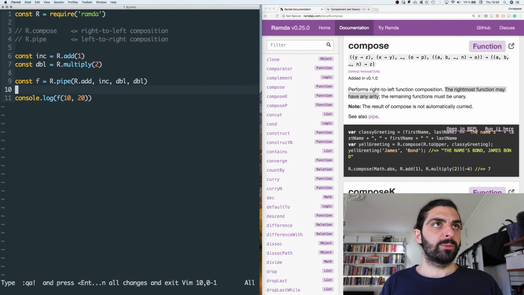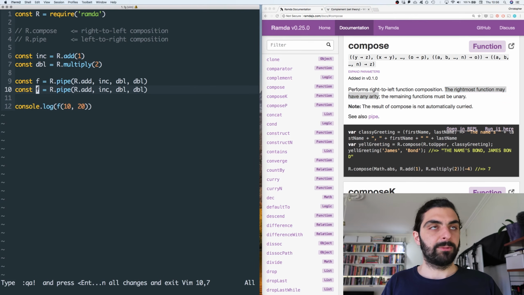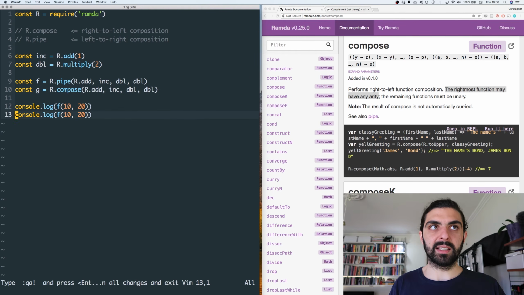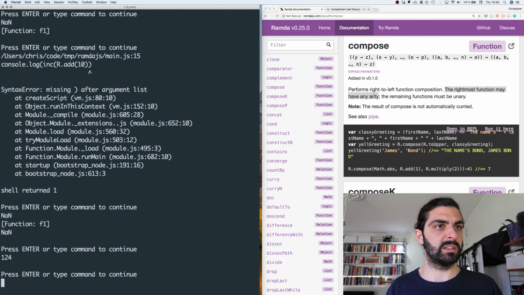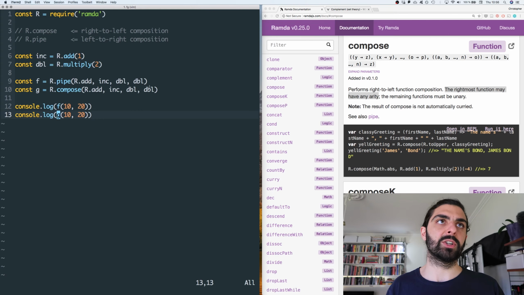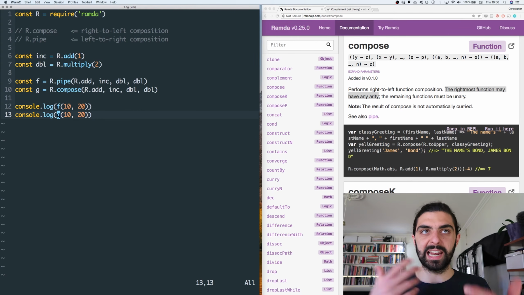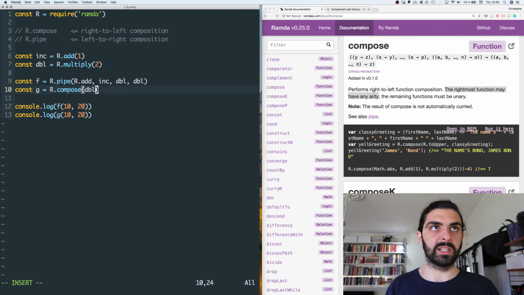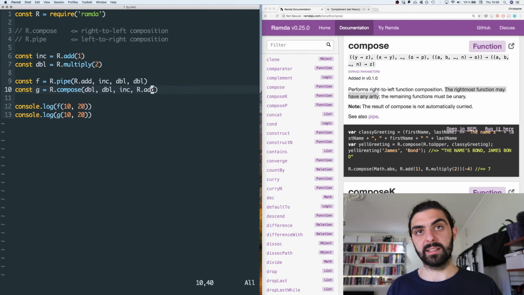Okay, and of course, if this is f, then let's define another one which is g, and here we use compose instead, then this would be problematic. I think we'd get not a number here if we try to do this. Okay, we get a function actually, because add returns a function, and now that's the last thing we're doing. So if we're doing compose, we probably need to do this in the other order. We say double, inc, and then r.add, and now we can run that and we get the same thing, right?